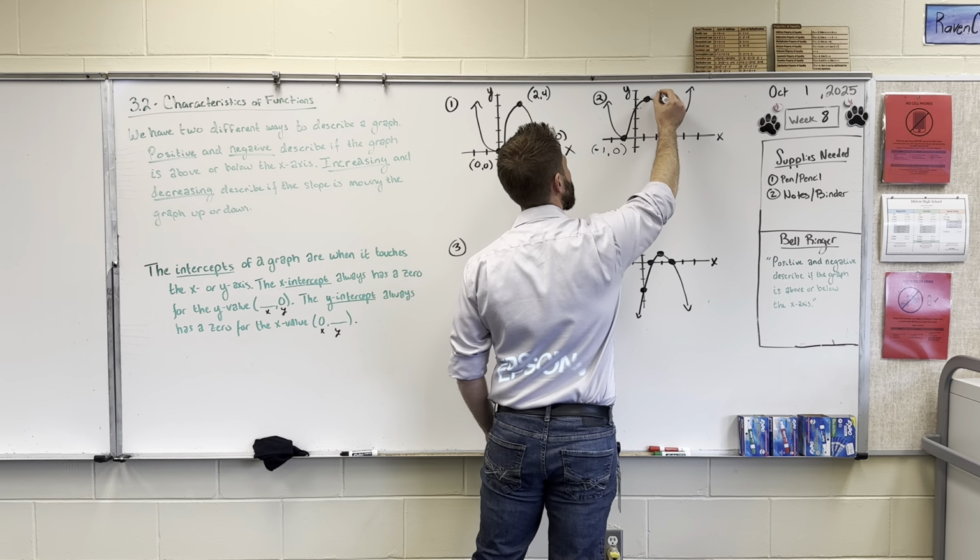Sitting over here, well, I know if I go 2 in that direction, that's going to be a negative 2. And then I went 1 down. And just like going left means negative, down is also negative. This is going to be 0, 2, because I didn't go left or right, I just went up.